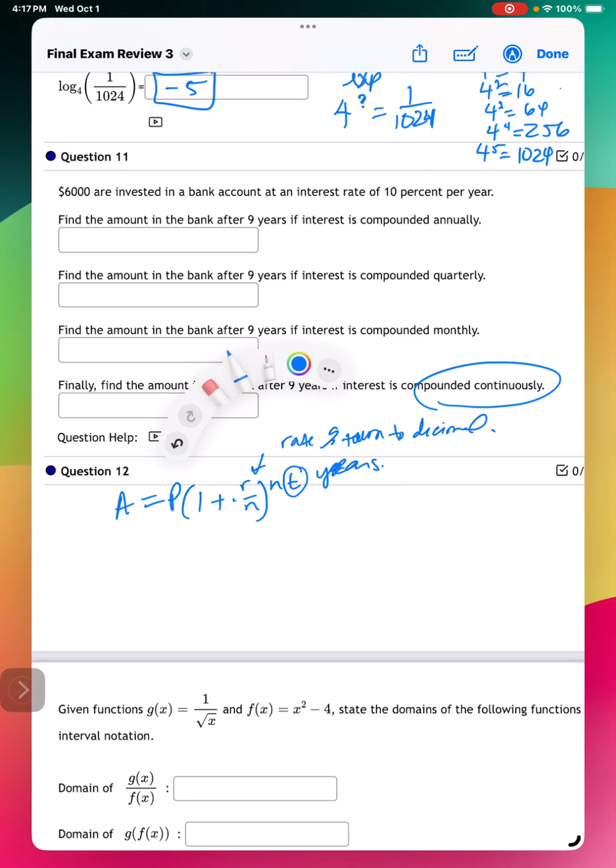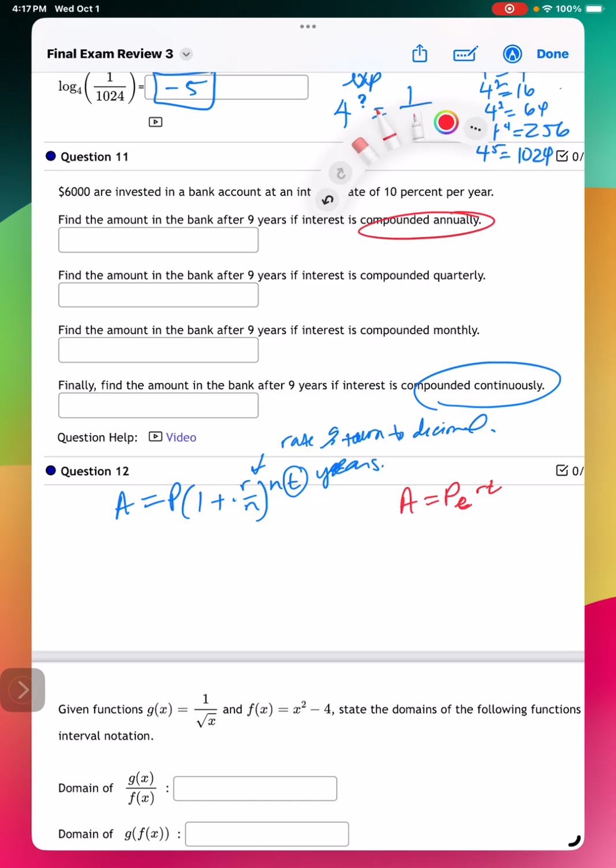Or the other formula that we could be using is A equals PERT. E is a value that's continuous, never stops. It's almost like pi. Principal, rate, times time. So let's take a look really quick and talk about how to set this one up.